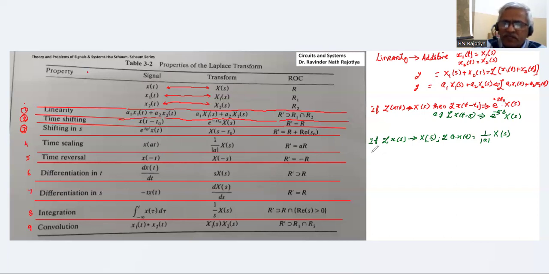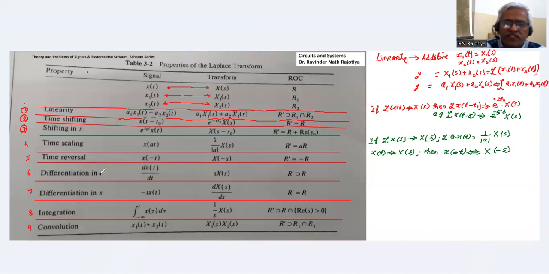That is, we know that x of t leads to x of s. Then if you reverse the time, x of minus t, its Laplace will be x of minus s. And conversely, if given x of minus s, you can arrive at x of minus t.